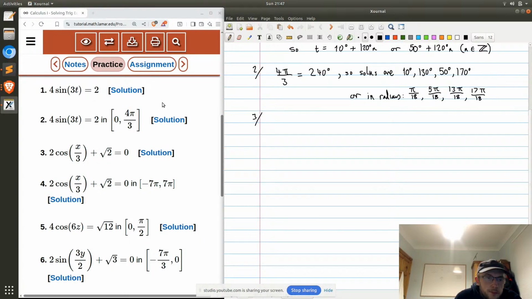Okay, so the third one. All right. Okay, so it looks like they're not just completely randomized, but they're connected to each other. So straight away, we move the root 2 to the other side and divide by 2. So cos x over 3 equals negative root 2 over 2.